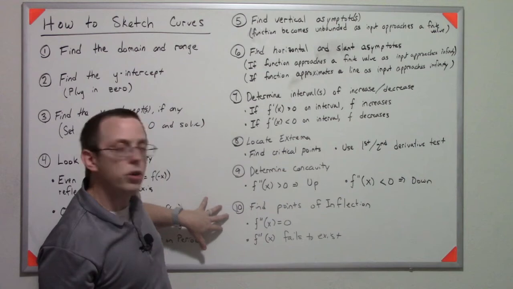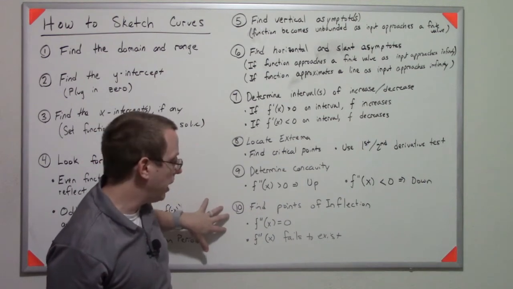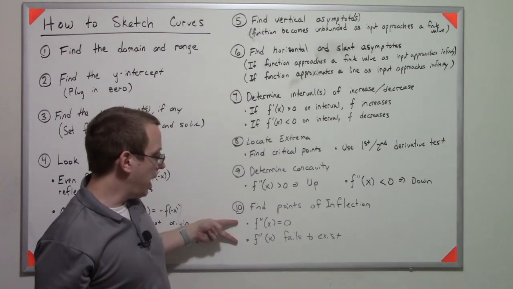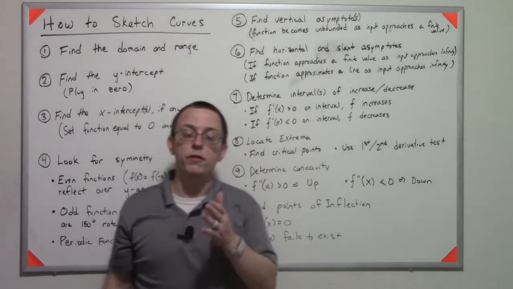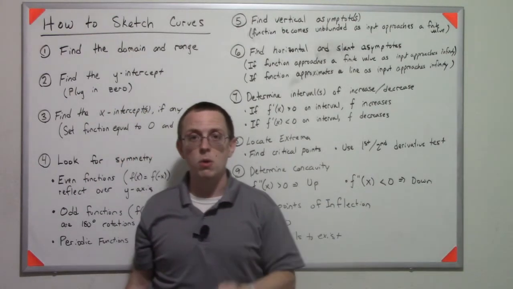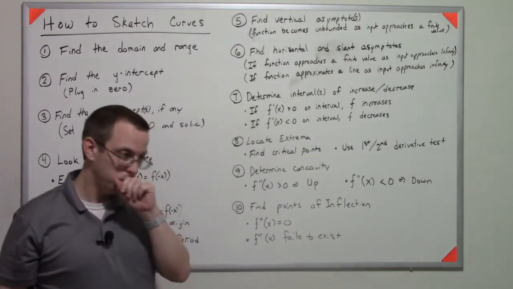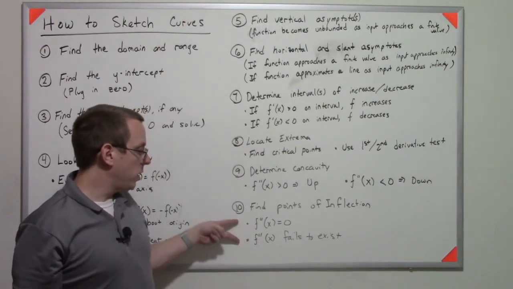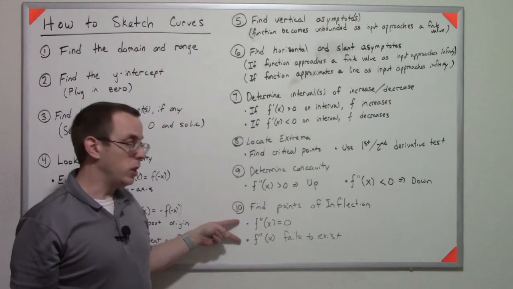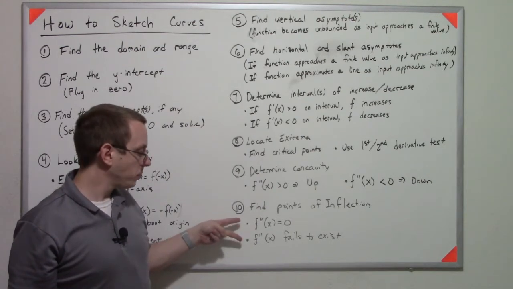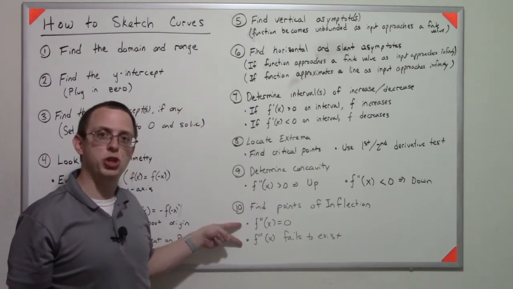So what you want to do is find a point of inflection. That's going to happen in two cases. One is where the second derivative is equal to 0. Two is where the second derivative fails to exist. Now, let me be clear. Just because either of these is true doesn't mean you have a point of inflection. It just means these are the places you check.